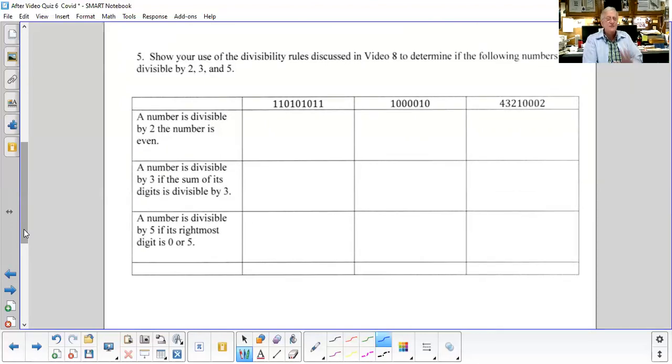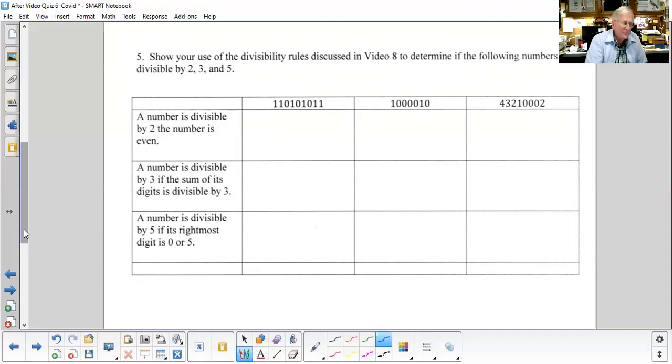I am not assigning Group Work 8 for you to do this evening. I only want you to do Group Work 7 and to do Video Quiz 7. Now it says, show your use of the divisibility rules discussed in video 8, well, you didn't watch video 8, to determine if the following numbers are divisible by 2, 3, and 5.